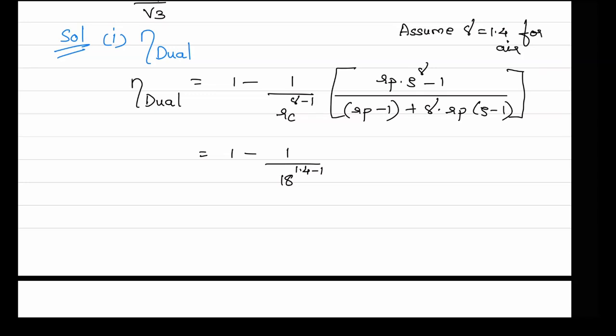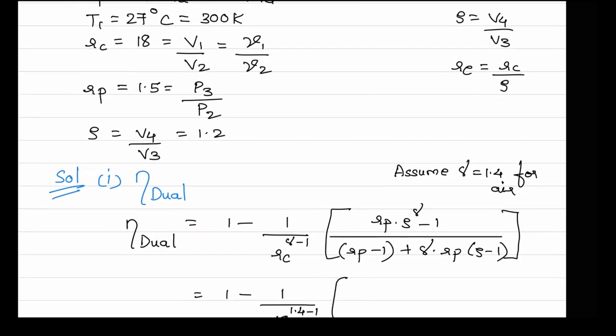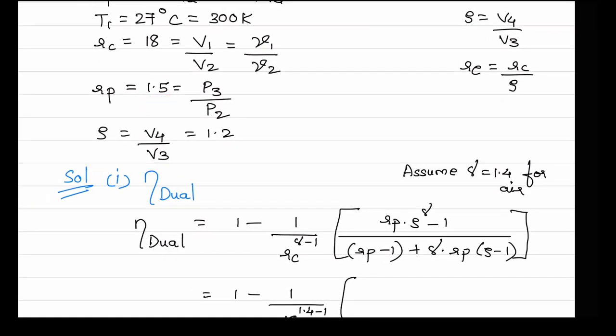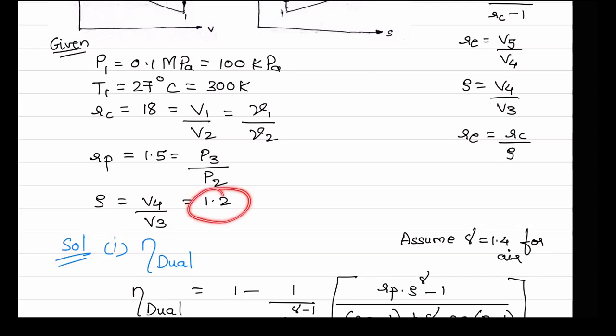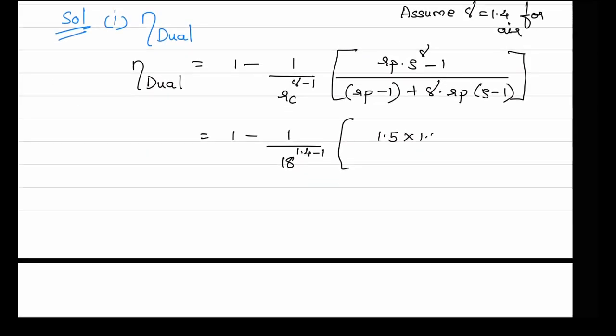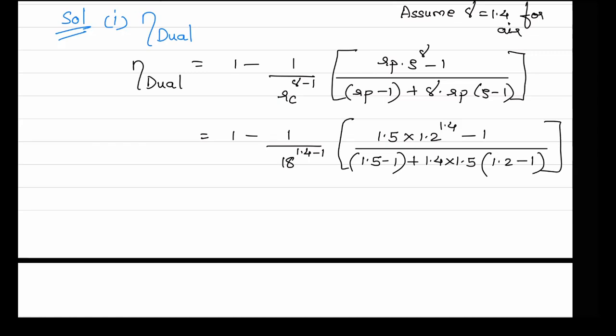In bracket, RP is given in the question. RP is 1.5. So I will substitute value 1.5 into cutoff ratio rho. So cutoff ratio is 1.2. So into 1.2 raised to gamma, which is 1.4 minus 1, divided by RP 1.5 minus 1 plus gamma 1.4 into RP 1.5 in bracket rho, cutoff ratio 1.2 minus 1.